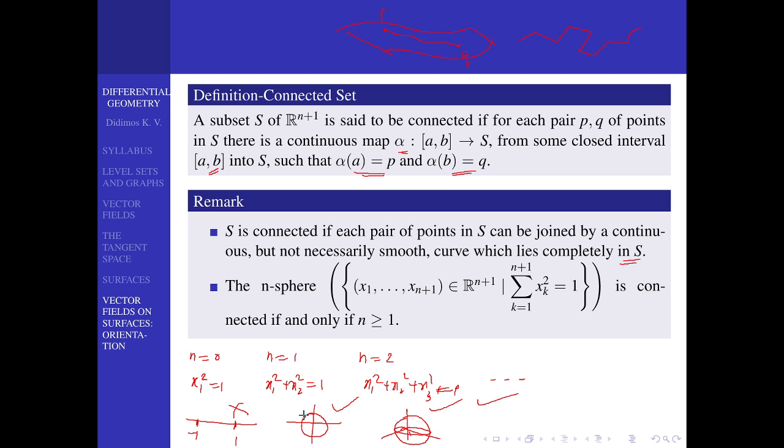You can easily connect any two points of these surfaces with a continuous map. That is an exercise question. You can easily construct that map explicitly, which connects two arbitrary points of this. But when n is equal to 0, this unit sphere is not connected, because one point is minus 1 and another is 1. So this is in R1, and this is not a connected set. So these are two important remarks.